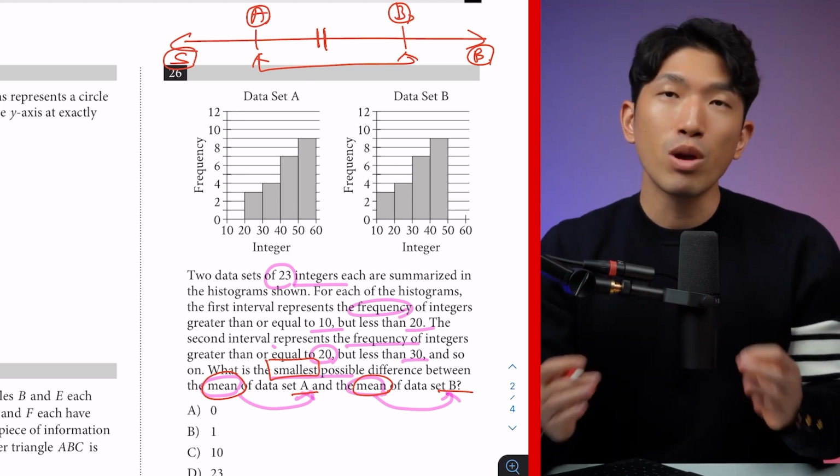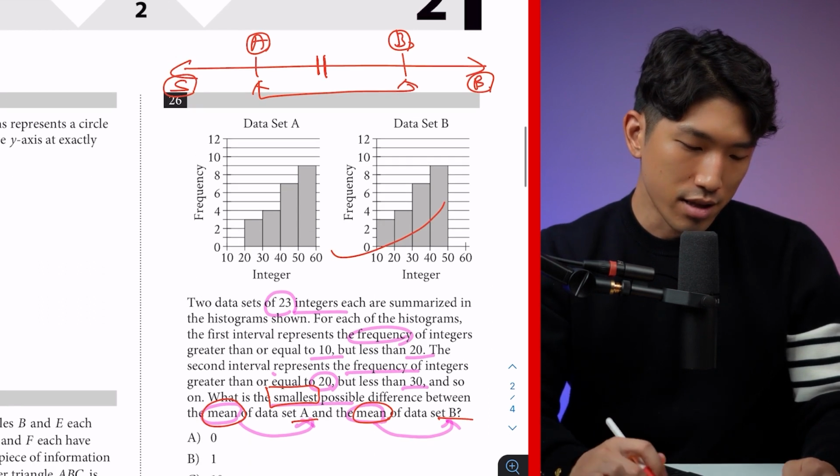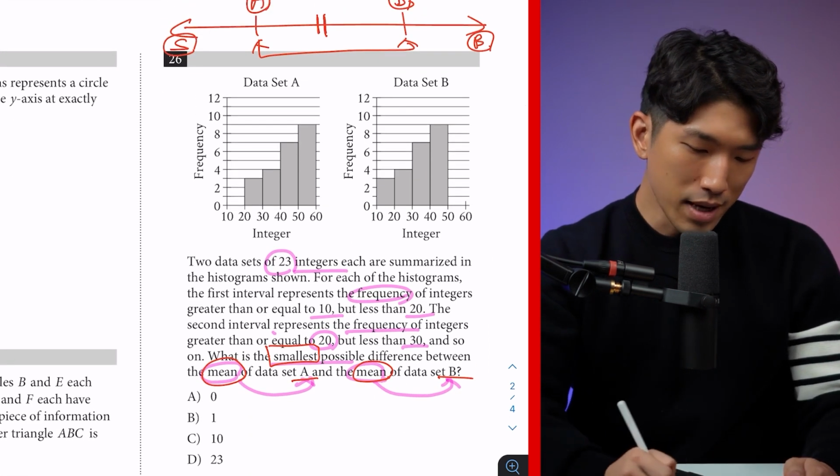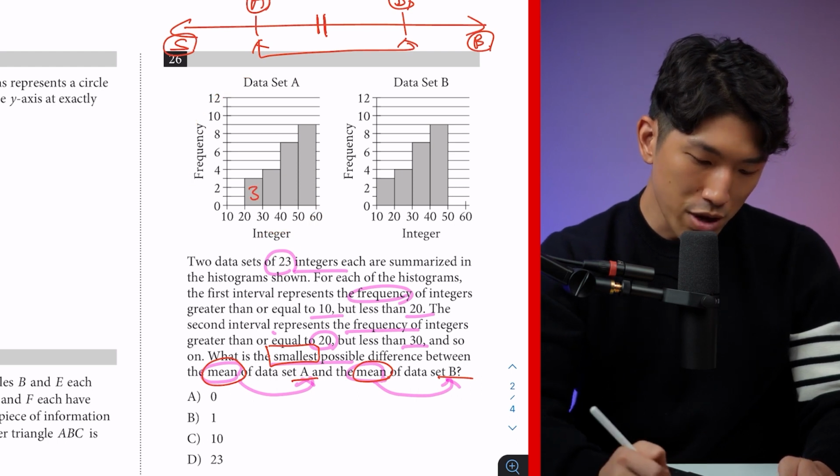But the hard part is, how can we make them as close to each other as possible? Well, that's where understanding this histogram comes into play. So if we look at this histogram right here, we know that okay, we have how many? We have 3 numbers that are greater than 20, but less than 30.